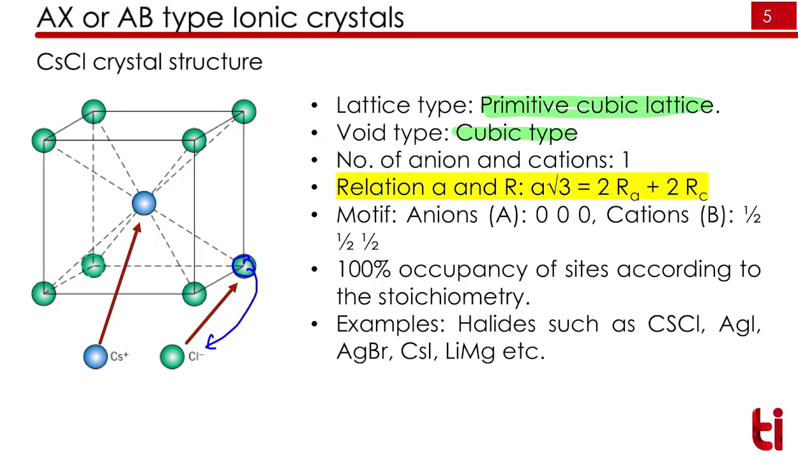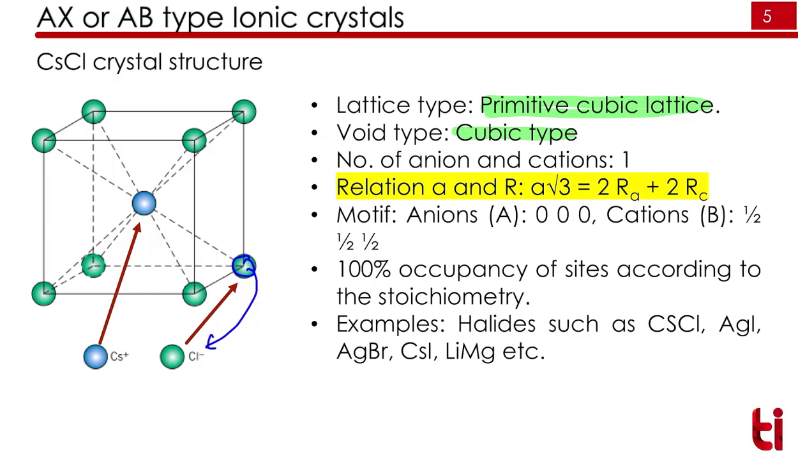Here, as I said, AB type or AX type has the same number of anions and cations. So here we have one anion and one cation. The problem with ionic solids is that you cannot find out the A directly, because we have to consider the cation as well as the anion.